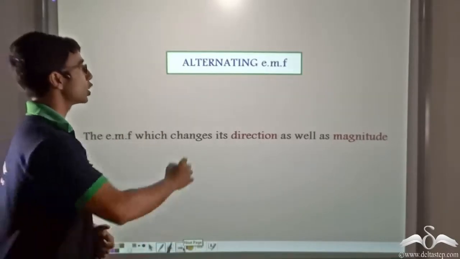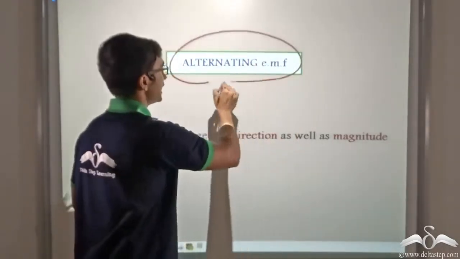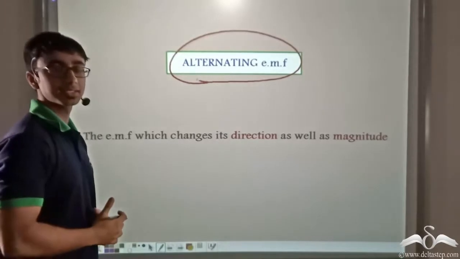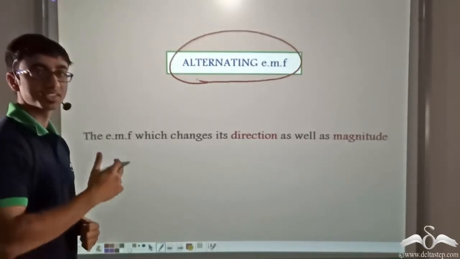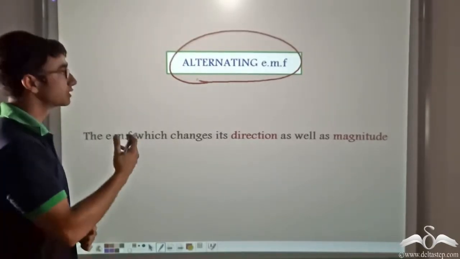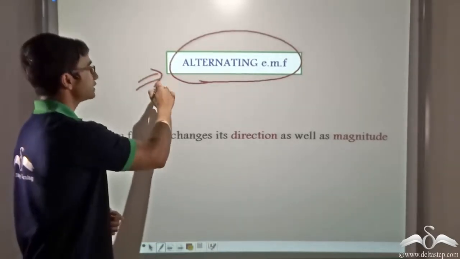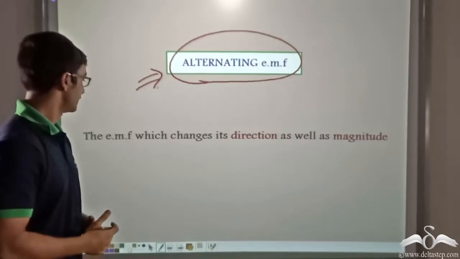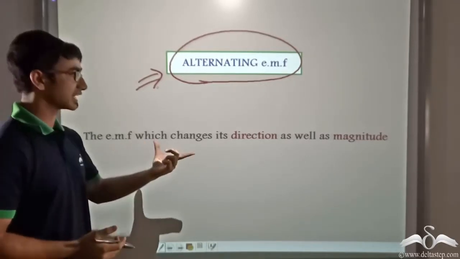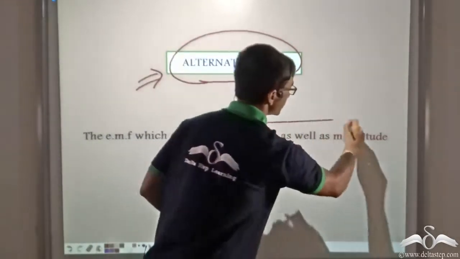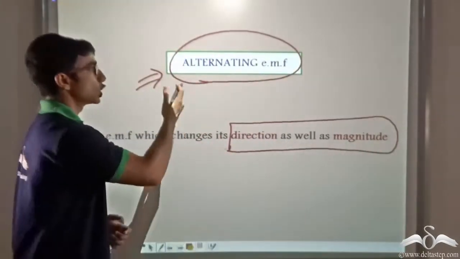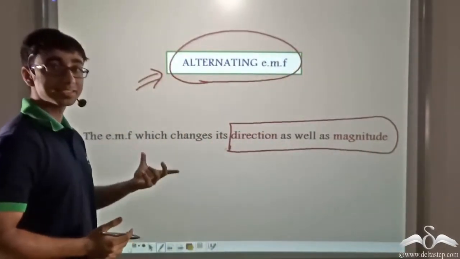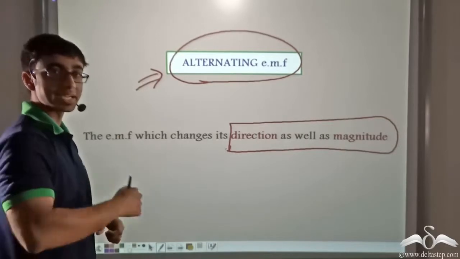This produces an alternating EMF. As you saw in the external circuit, the direction of current changed in one rotation. So this produces an alternating EMF because there was an alternation in the direction of current. The EMF which changes its direction as well as its magnitude is known as alternating EMF. And this is the EMF that we got on rotating the coil.